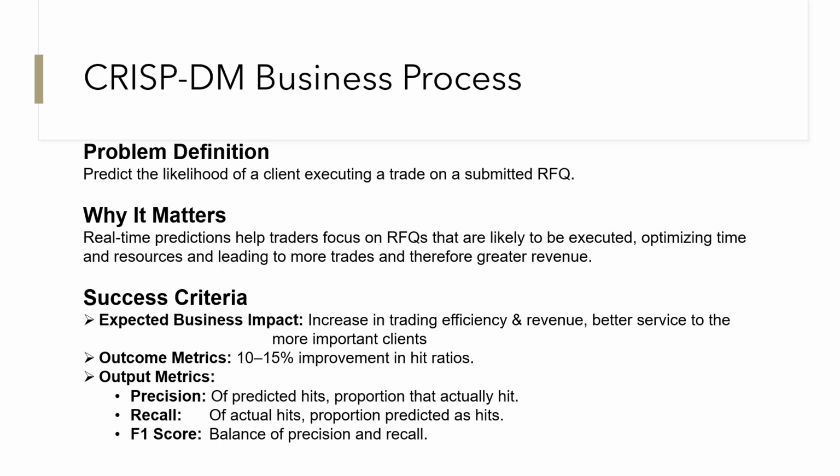Some of the success criteria for the project: the expected business impact is an increase in trading efficiency and revenue and a better service to the more important clients. For outcome metrics, we expect a 10 to 15% improvement in hit ratios. And for output metrics, we're going to look at precision, the proportion of predicted hits that actually hit, recall, the proportion of actual hits that were predicted, and then use the F1 score, which is a balance of precision and recall.